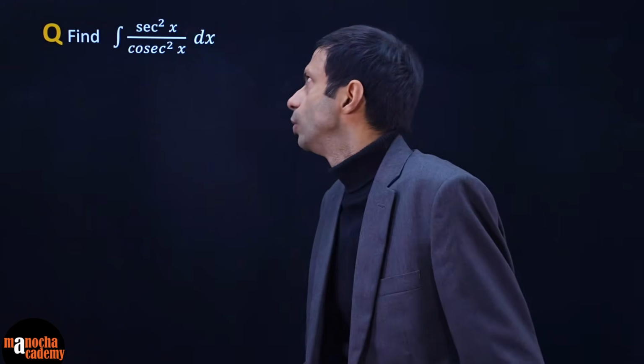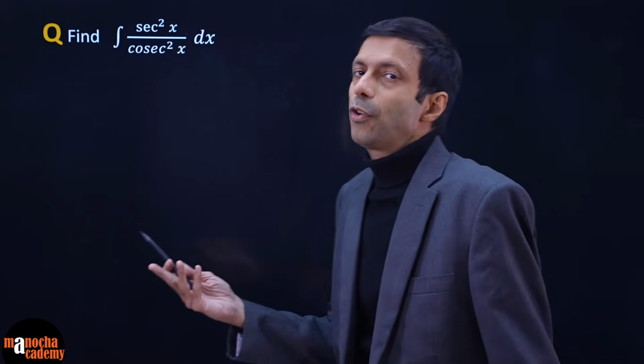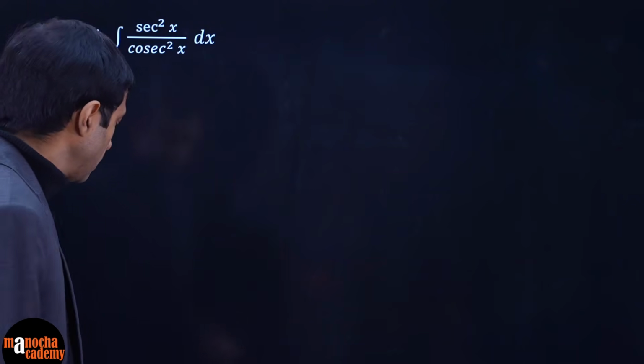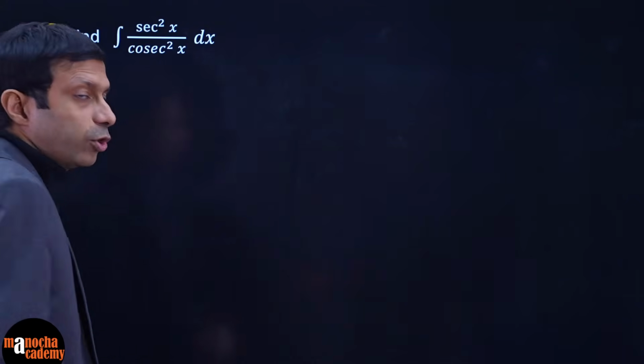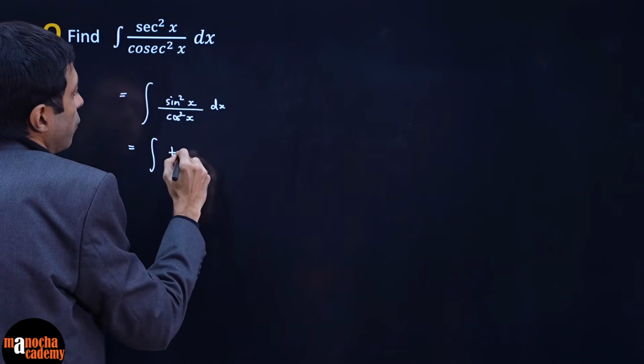Try this one. How will you do this? Integration of sec square x by cosec square x. See, there is no direct formula for this, right? So sec square x, cosec square x. When things get confusing, I usually turn it into sine and cos. I don't like all this sec, cosec, reciprocals, guys. So sec square x means 1 by cos square x here, and cosec square x means 1 by sine square x. So the question becomes integration of tan square x.